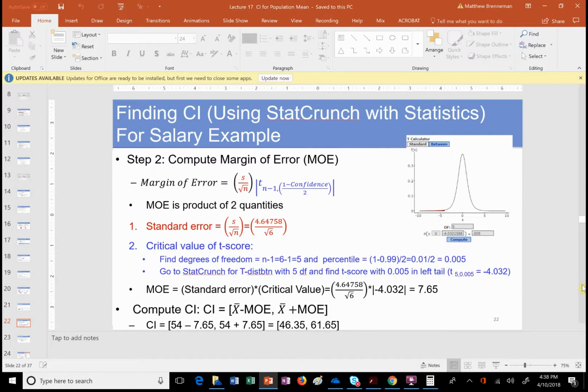So step 4: improvise, adapt over time, right? Compute the confidence interval. We already know what the confidence interval is. It's going to be x bar minus the margin of error, x bar plus the margin of error. If this formula doesn't make sense, think about polls. When they say 45% plus or minus 2%, how do you interpret that? It's 45 minus 2% and 45 plus 2%. So if we put our values in, this is going to be 54 minus 7.65 and 54 plus 7.65. And this comes out to 46.35 and 61.65.